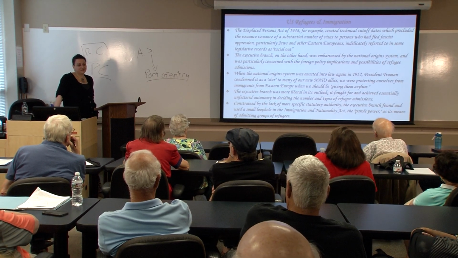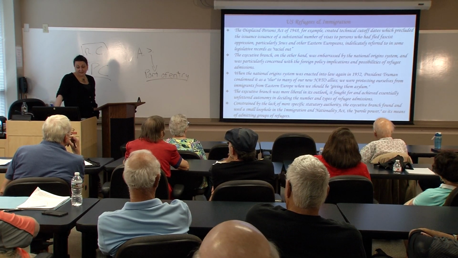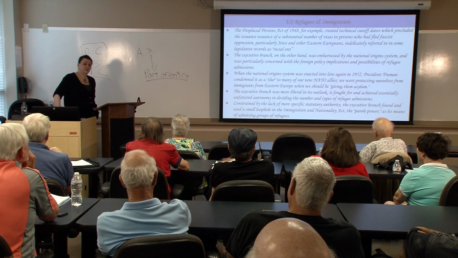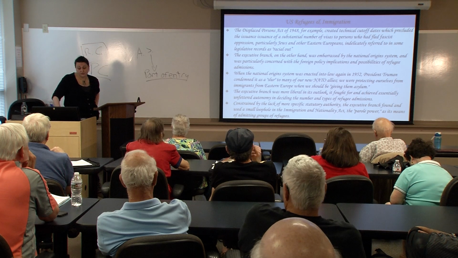The executive branch, on the other hand, was actually embarrassed by the national origin system and was particularly concerned with the foreign policy implications and possibilities of refugee admissions. When the national origin system was enacted into law again in 1952, President Truman condemned it as a slur to many of our new NATO allies, saying we were protecting ourselves from immigrants from Eastern Europe when we should be giving them asylum, because these had been the people who had been mistreated and exploited and targeted during World War II.